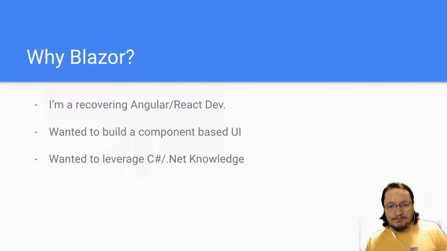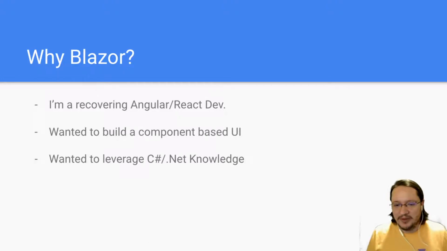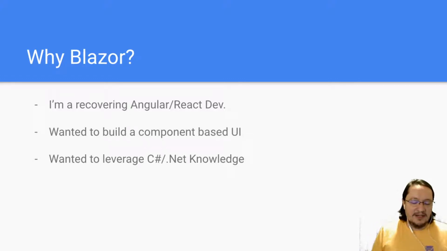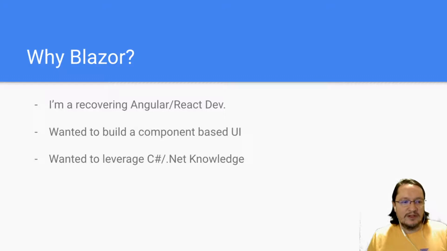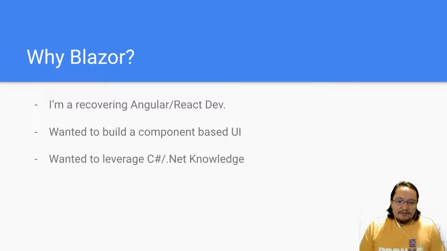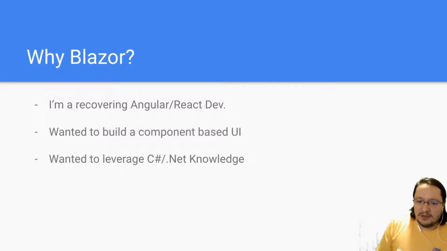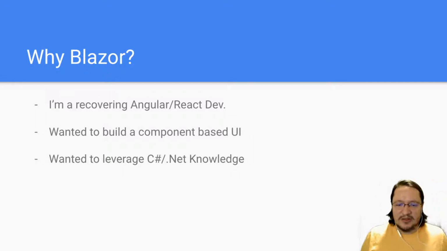Another reason why I want to look at Blazor is because I've been doing .NET development for as long as I can remember. I started .NET development in college. I did it at every professional job that I had. So if I can leverage that as much as I can, I want to. Instead of having to write JavaScript or TypeScript half the day, if I could just write C# all the time, that'd be great.